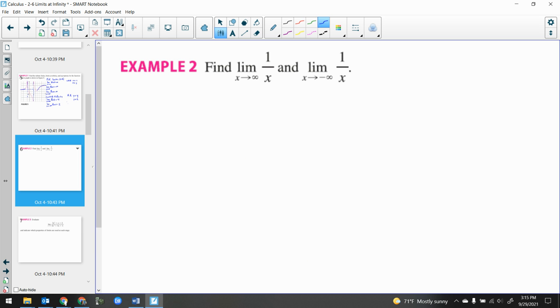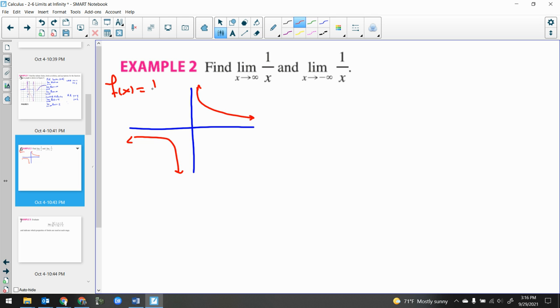Okay, example 2. Find the limits at infinity, both positive and negative, of 1 over x. Now think to the graph. I shouldn't have put that there. Undo. Think back to algebra 1. What does the graph of 1 over x look like? Well, it's our hyperbola, right? It's got those two tails on there. That's f of x is equal to 1 over x.